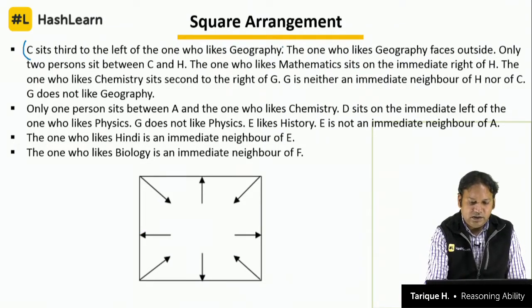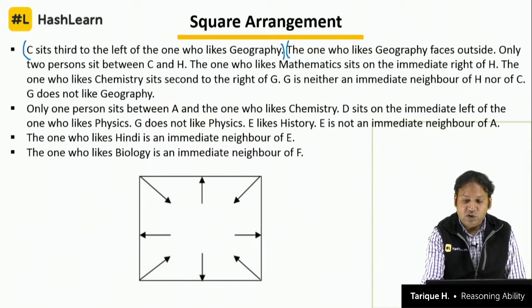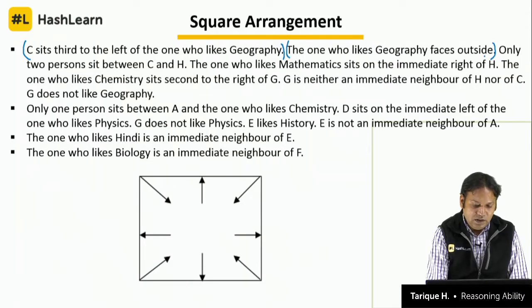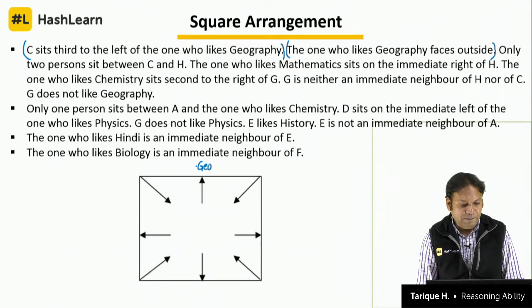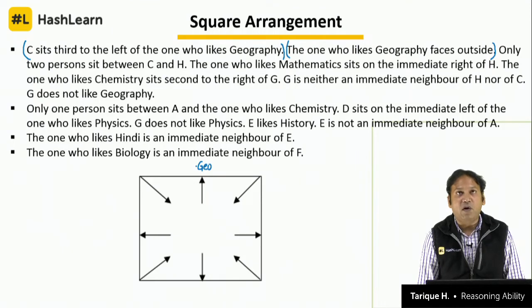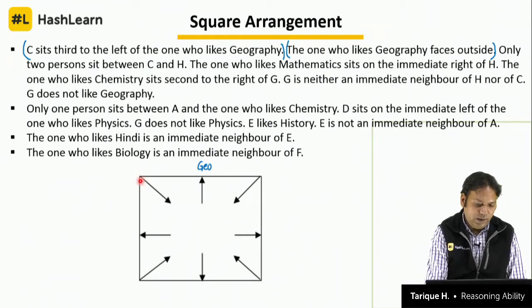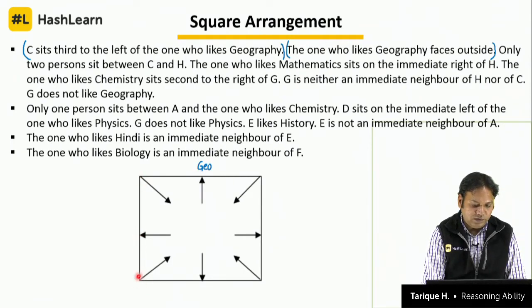C sits third to the left of the one who likes geography, and the one who likes geography faces outside. That means he is not at the corner. The one who likes geography is at one of the sides because he is facing outside. So what I will do is we will write down here GEO, geography. Let us place geography here, and C sits third to the left of the one who likes geography. So if we start counting, third left means 1, 2, 3. This is the position of C. Let us place C here.